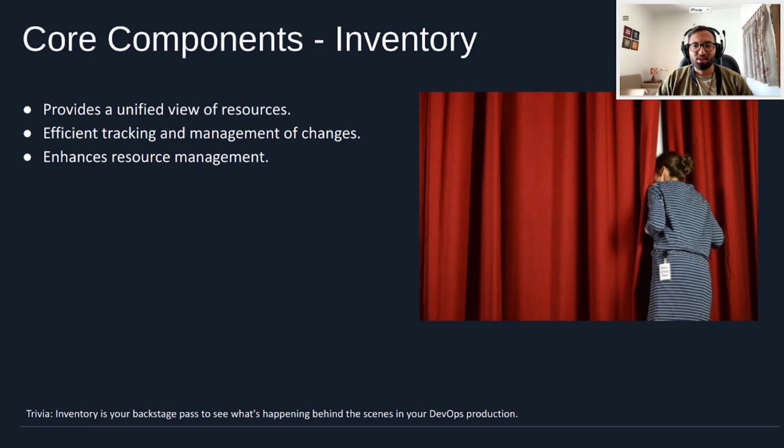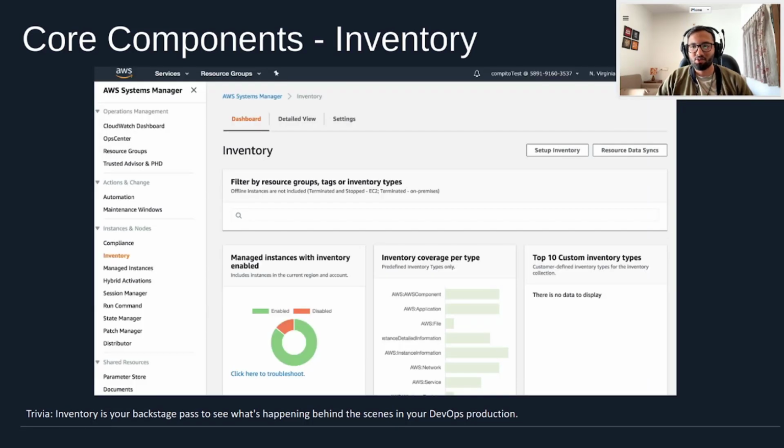Core component, Inventory. Think about Inventory as a backstage pass to see what's happening behind the scenes in your DevOps production. It provides you with a unified view of resources, efficiently tracking management of changes, enhancing resource management. This Inventory tool is again a really helpful tool which helps you view everything in one place. Let me show you an example. Here you see the inventory has a dashboard containing all of the things. You can then filter it by resource groups, tags, or inventory types. You can see what is happening within your EC2 instances or even your on-premise resources.